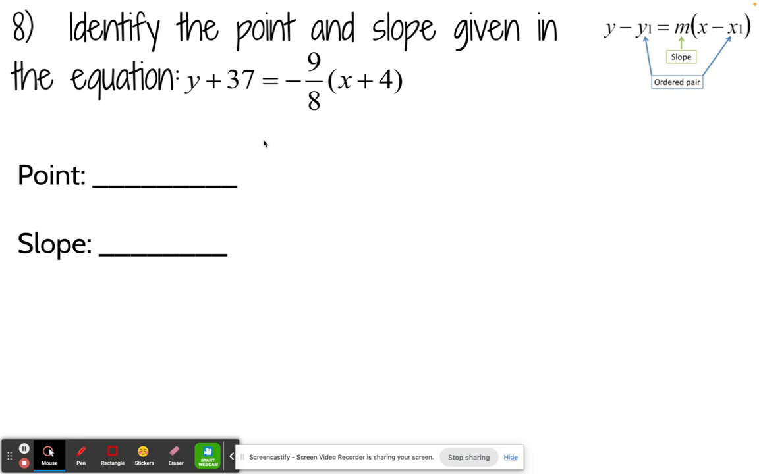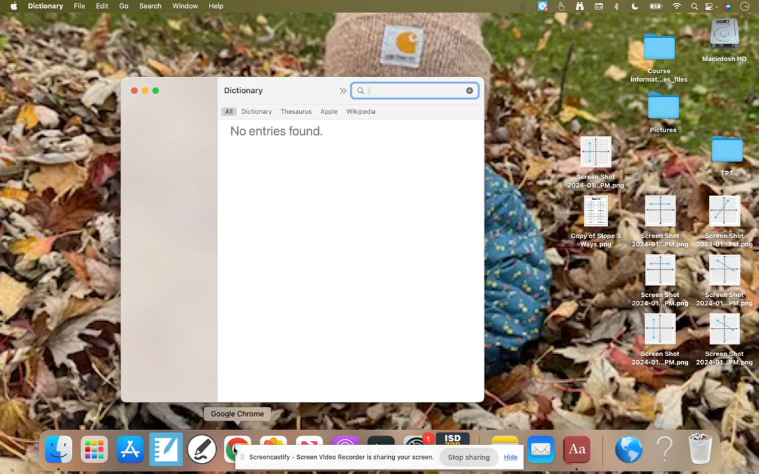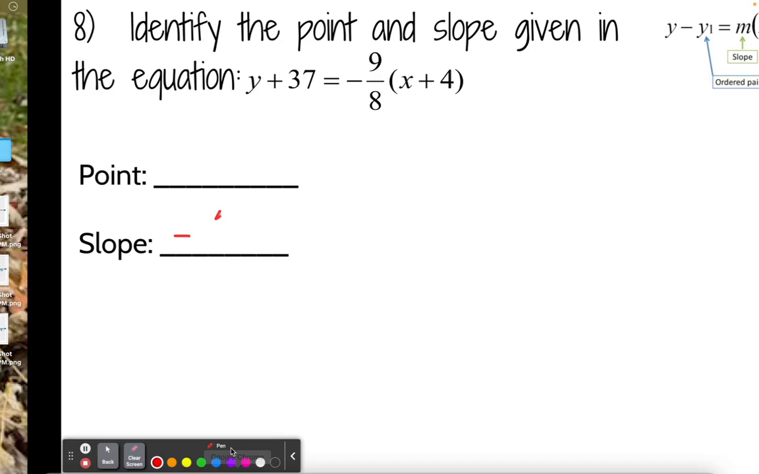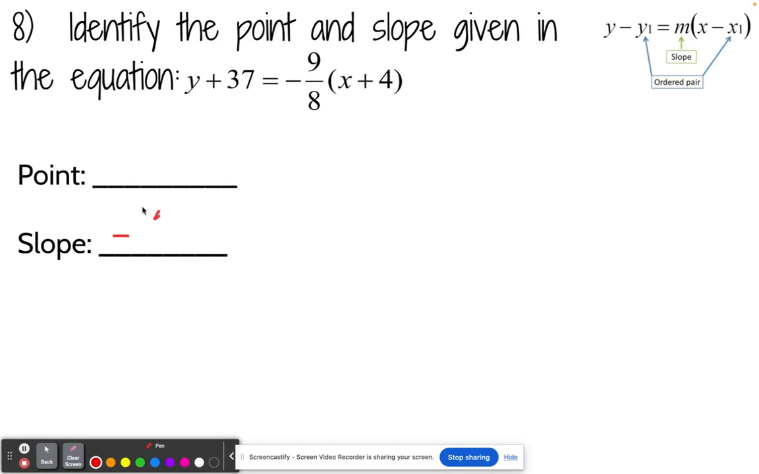This one looks a little trickier. First, I'm going to find that slope. It is right here. It is negative 9/8. Ooh, I hate when that happens. It has to happen at least once every couple videos to drive me crazy. My slope is negative 9/8.